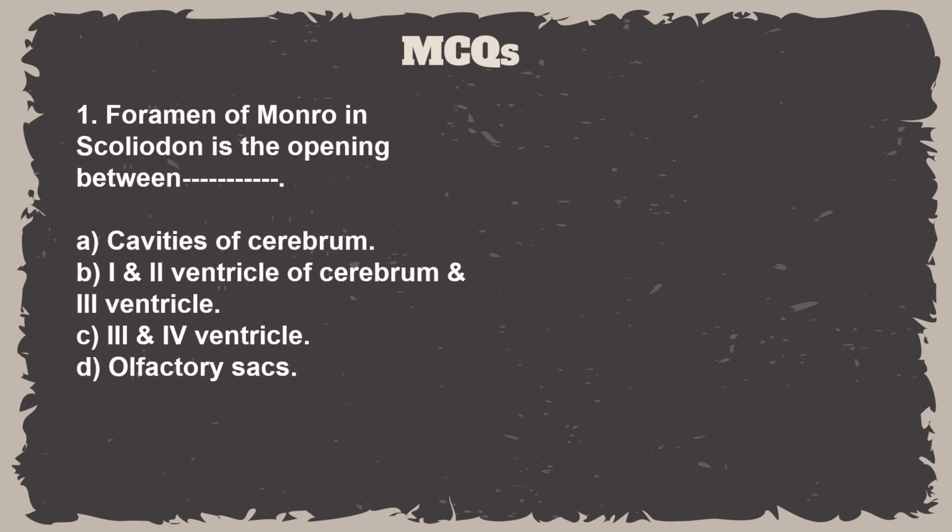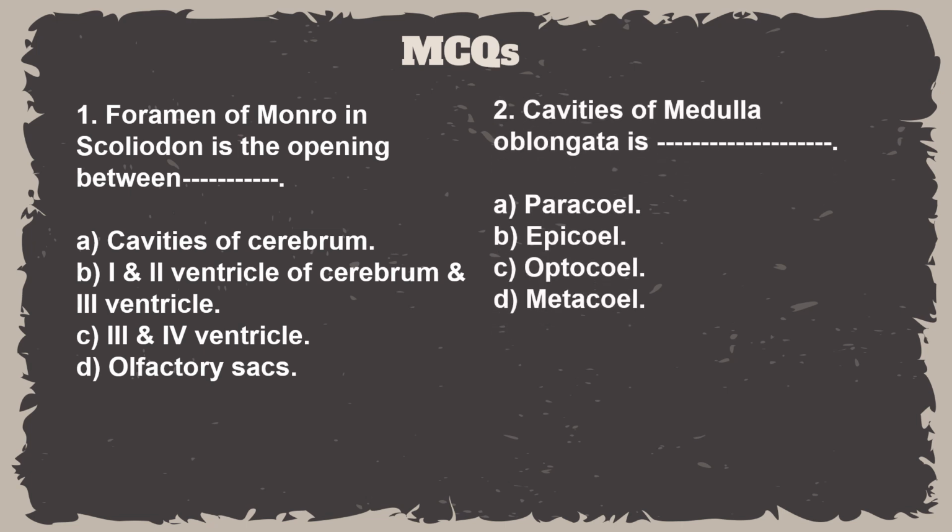Now take a pause and answer these questions. The foramen of Monro in Scoliodon is the opening between what? The cavity of the medulla oblongata is what? The answers are: the foramen of Monro in Scoliodon is the opening between the first and second ventricles of the cerebrum and the third ventricle, while the cavity of the medulla oblongata is the metacoele.